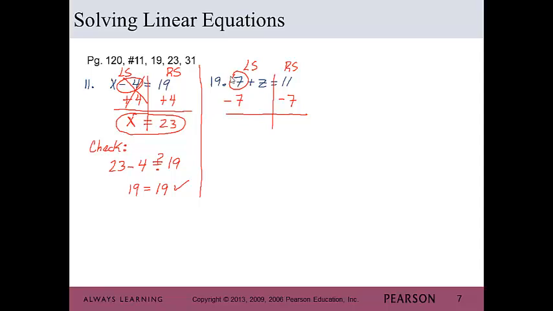And 7 minus 7, that cancels out, right? And now you're left with z. Z equals 11 minus 7, which is 4. And again, you can take the answer and plug it back in, and you'll see it's true.